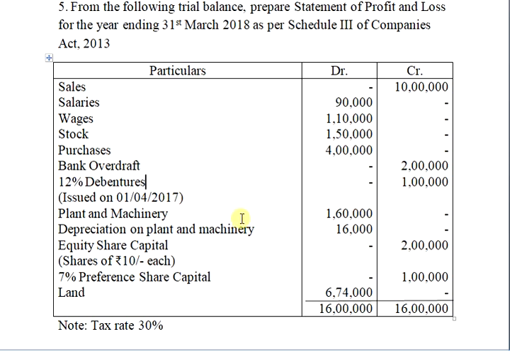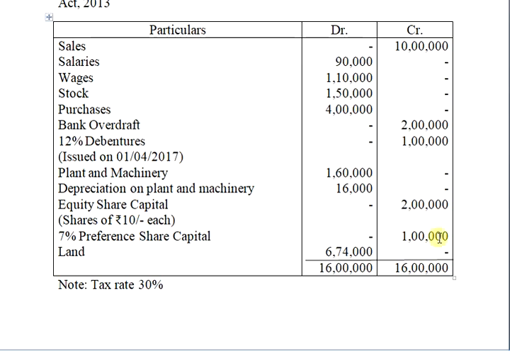Depreciation on plant and machinery. Plant and machinery doesn't require information for the preparation of statement of profit and loss. But depreciation on plant and machinery, we require the 16,000 for showing what? For the depreciation and amortization expenses. So it should be maintained under a separate note. Equity share capital 2 lakhs, no way concerned here. 7% preference share capital also, no way concerned, because these capitals will be taken under the balance sheet. Land 6,74,000 is there. For this also it is no way concerned. So the tax rate, an important note is given there. Tax rate, how much is given? 30% is given. So it is treated as a current tax.